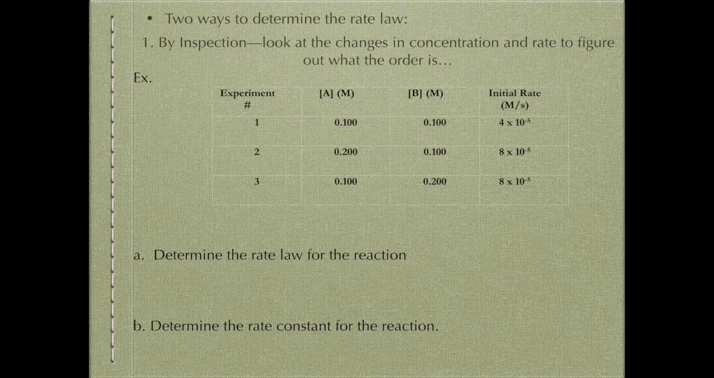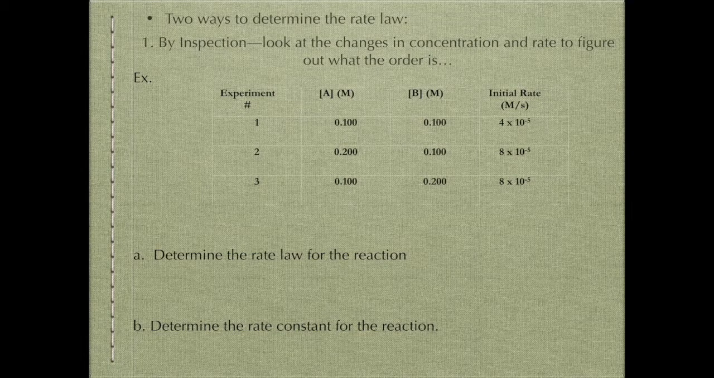So let's look at this example. What you're going to do is say, all right, how does the change in concentration of A impact the rate? If A doubles, does my rate double? If so, then you have first order. If my concentration of A doubles, but my rate quadruples, that tells me I have second order. If my concentration of A doubles, but my rate increases by a factor of 8, that means that I have a third order. So let's look at this.